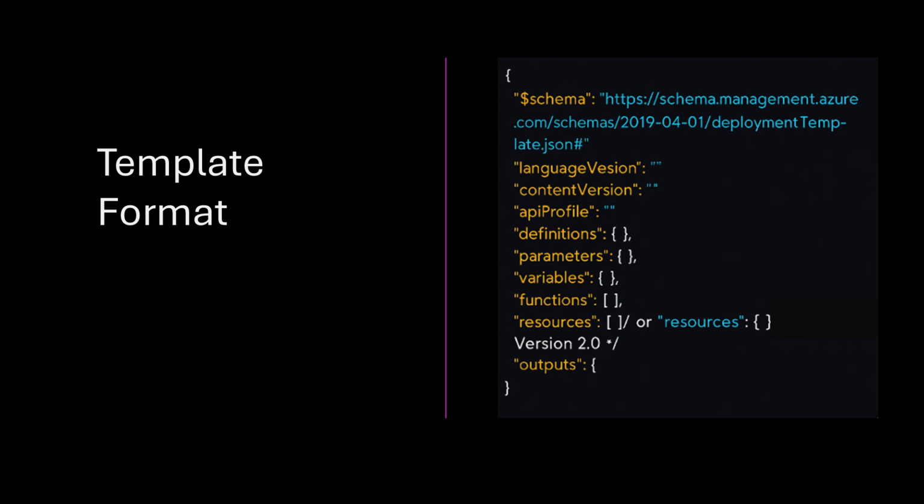Finally, outputs let you extract and return values after deployment. For example, you can return a storage account name or connection string, so you can use them in a script or as input to another deployment.